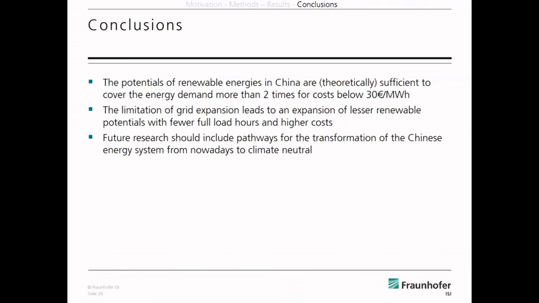But as I've already said, I just calculated on a greenfield approach. So I think it would be highly interesting to see what happens when we include pathways for the transformation of the Chinese energy system from nowadays, which is coal-based, I think it's right now around 70% coal in the energy system of China, from this heavy coal to a climate neutral energy system. I think there are a lot of research questions not yet answered in China, and a lot of modeling and things to do for us. So thank you very much. I hope it was fine.